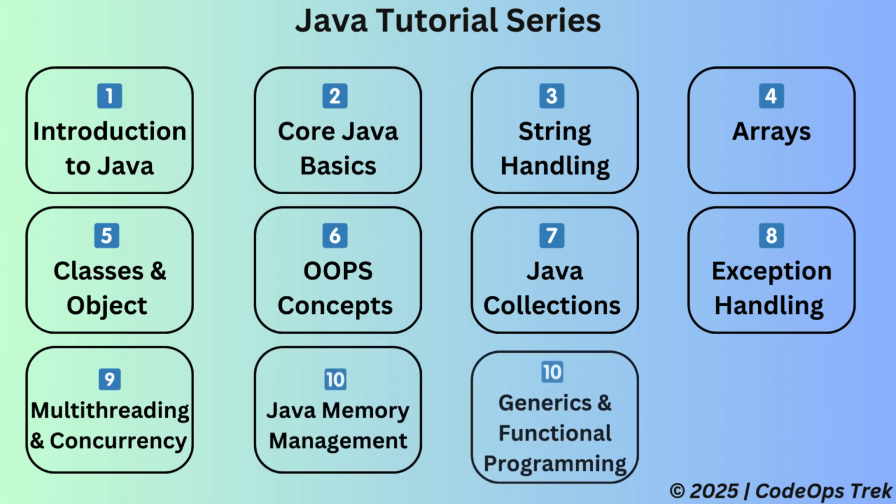11th, generics and functional programming. Generics provide type safety and code reusability. We will also explore Lambda expressions and Stream API.